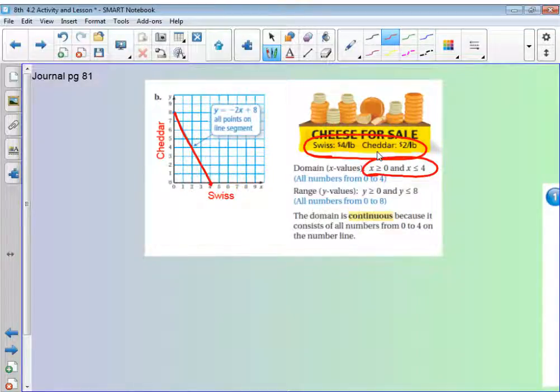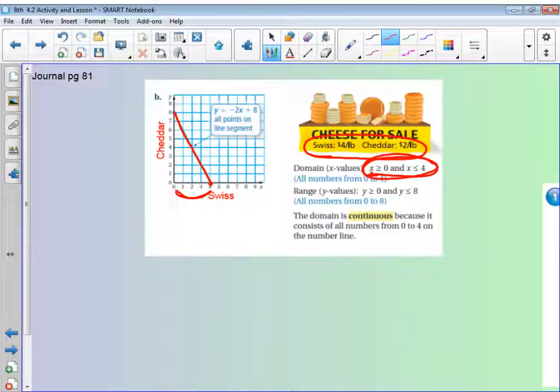So what does that mean? It means that for X, the Swiss cheese, we could buy more than 0 pounds, but we could not buy more than 4 pounds. So it would have to fall between 0 and 4 pounds. That's what this is representing.